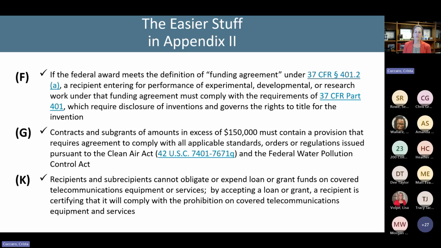Subsection K: recipients and subrecipients cannot obligate or expend funds on covered telecommunications equipment or services. This is a newer addition to the uniform guidance, but it basically deals with telecommunications equipment or services provided by certain identified companies. And so you can't use funds received from the federal government to pay for services or goods from those companies.